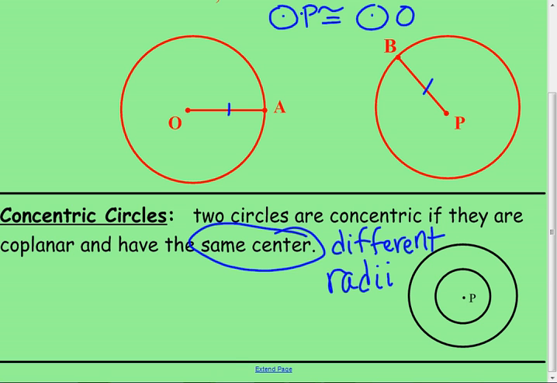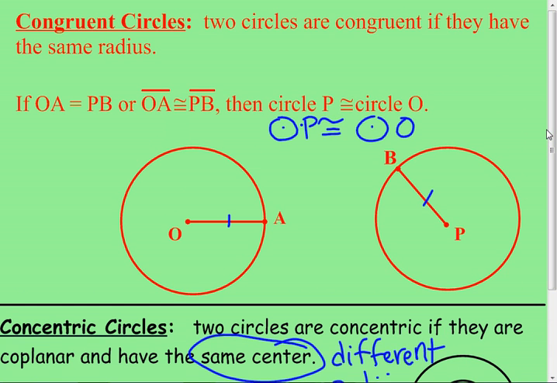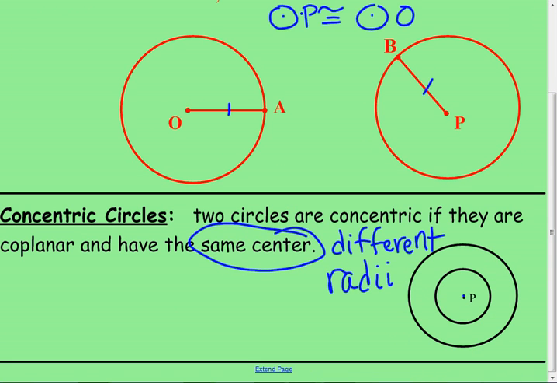They have different radii. They have the same center if they're concentric. No, it says radius is plural. Congruent circles have the same radii. That's the plural of radius. It comes from the Latin. 60% of the English language is from Latin. So having studied Latin for 5 years helped me a lot with the SAT.